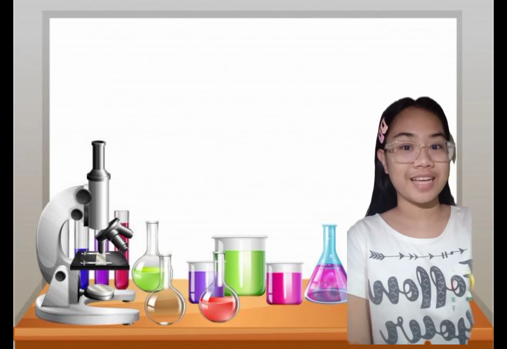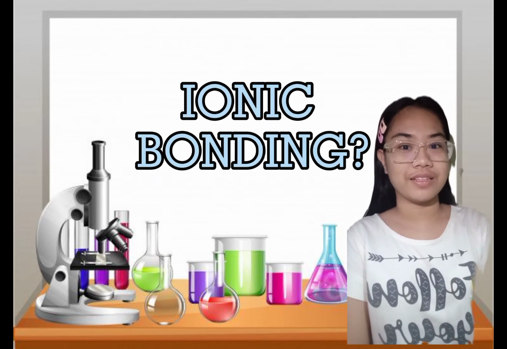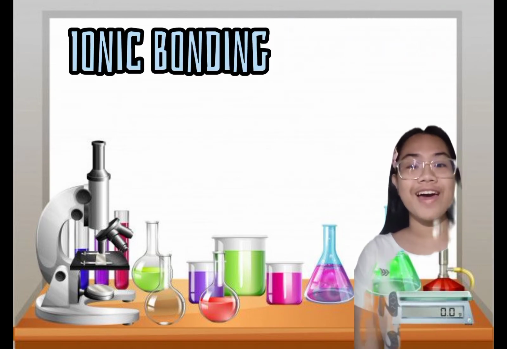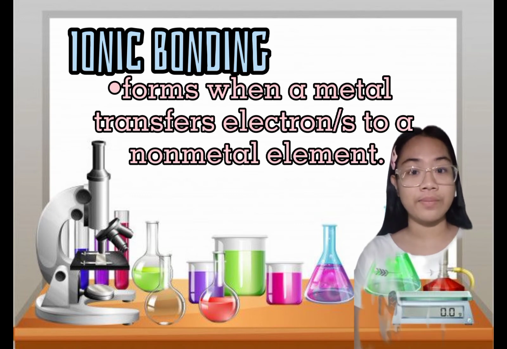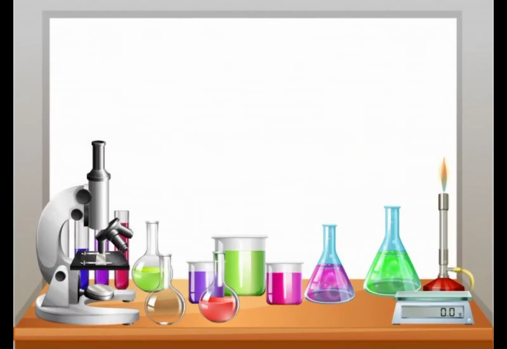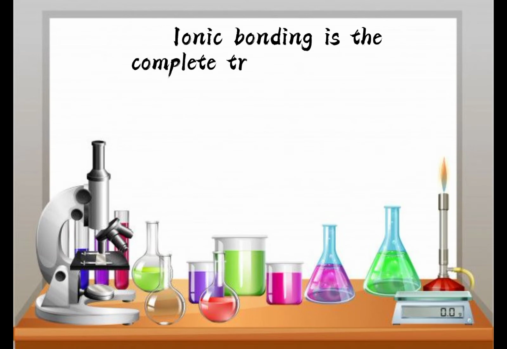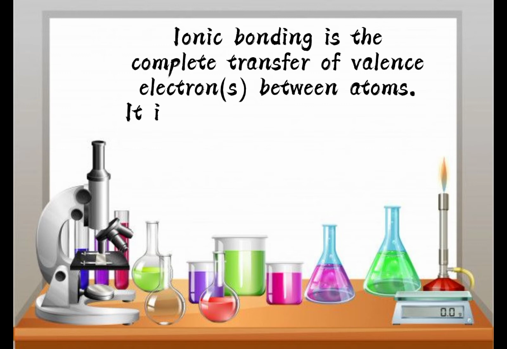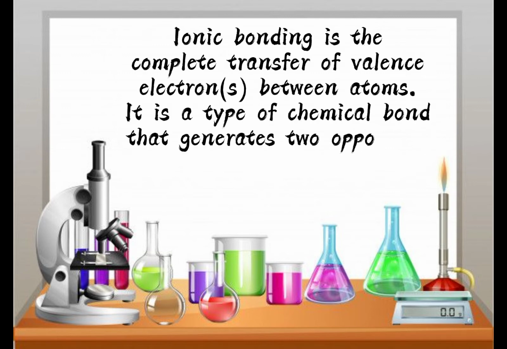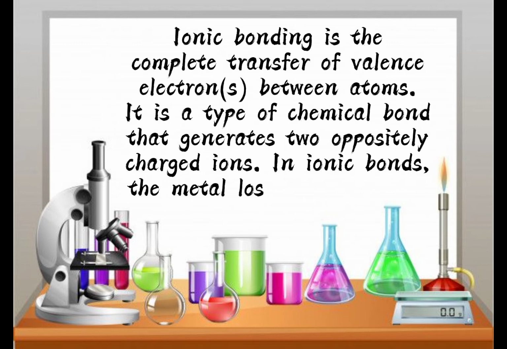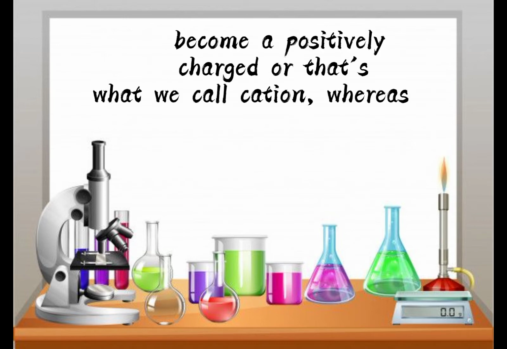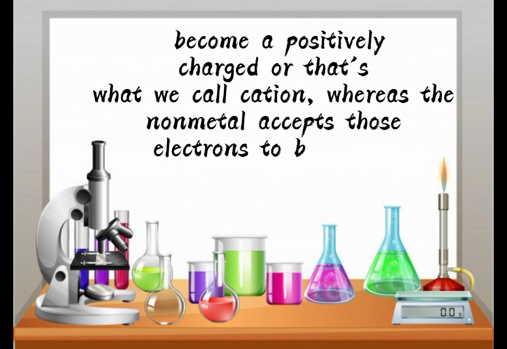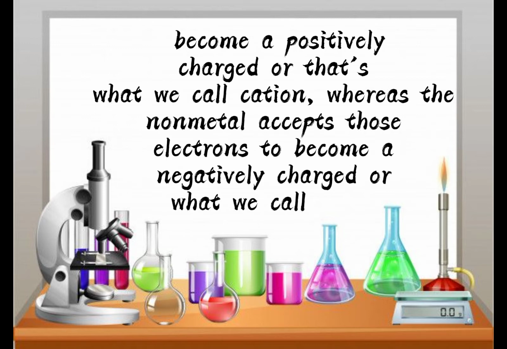So, to start our discussion, let us define what ionic bonding is. Ionic bonding forms when a metal transfers electrons to a non-metal element. Ionic bonding is the complete transfer of valence electrons between atoms. It is a type of chemical bond that generates two oppositely charged ions. In ionic bonds, the metal loses electrons to become a positively charged ion, what we call a cation, whereas the nonmetal accepts those electrons to become a negatively charged ion, what we call an anion.